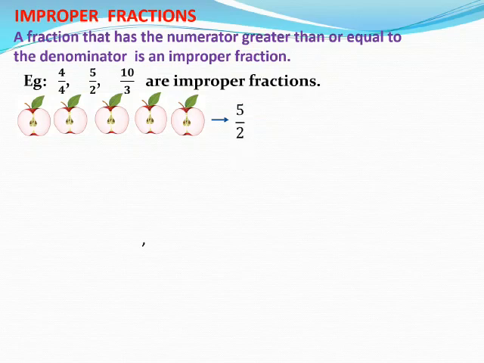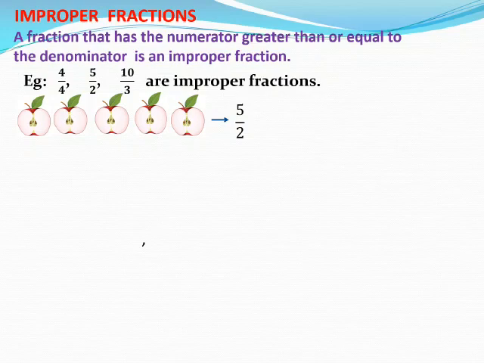That means 5 shows the number of parts eaten. 5 parts are eaten. Then 2, that is the denominator, is the number of equal parts each apple is divided into. So one apple is divided into 2 equal parts. So the denominator is 2.